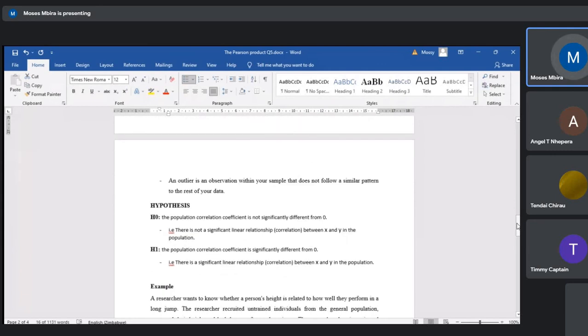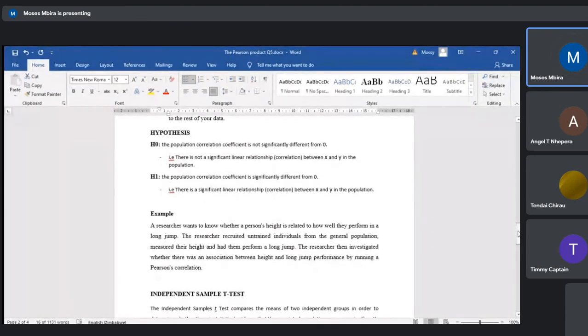Then on hypotheses, H0 for the Pearson coefficient is that the population correlation coefficient is not significantly different from 0. That is, there is not a significant linear relationship between variable x and y in the population. The alternative hypothesis, H1, is that the population correlation coefficient is significantly different from 0. I've also included an example for Pearson correlation.